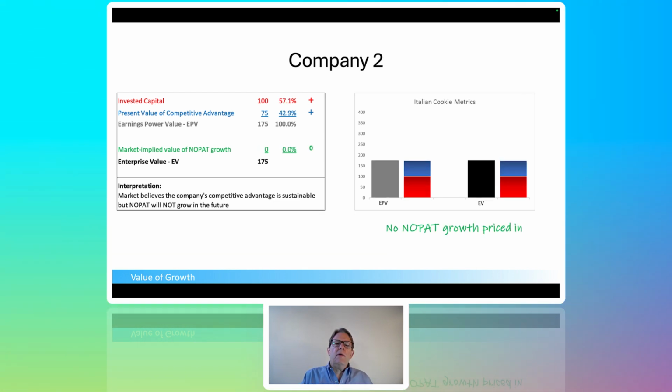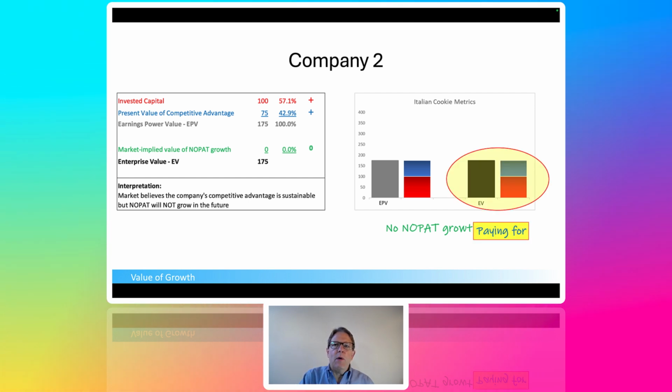Company two that I want to look at is we have the enterprise earnings power value on the left. We have a positive red. That's going to be the case throughout all 9 scenarios. Positive green, we have excess returns. But what's interesting is if I look in the chart on the right, enterprise value, there's no market implied value of growth, right? No NOPAT growth is priced in. Investors don't believe this will grow, but they do believe that the blue will hold. So the excess returns will hold. So they're betting on a long duration competitive advantage, but no growth. All right, that's what you're paying for, no growth.